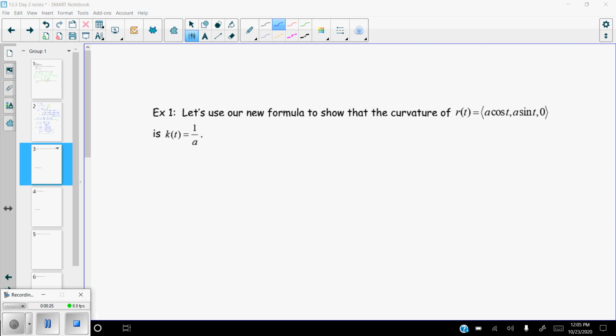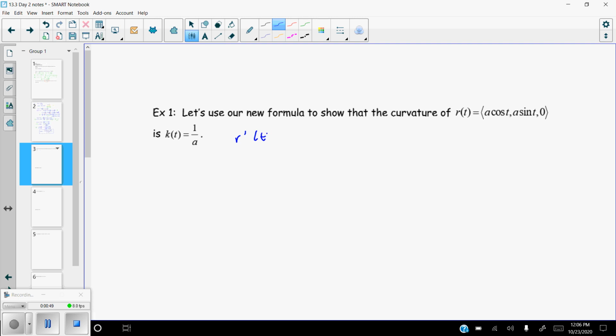So we have already done this one. We've already figured out that the curvature of that circle, a cosine t, a sine t, 0, is 1 over a. Well, now we're going to use the new formula just to show that it's actually quite a bit easier to do using our new formula. So remember that the new formula requires r prime and r double prime of t. So let's get those first.